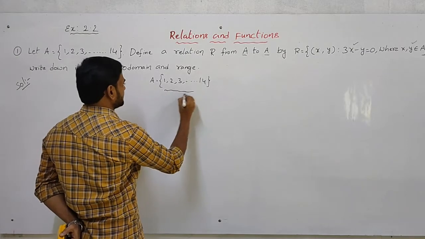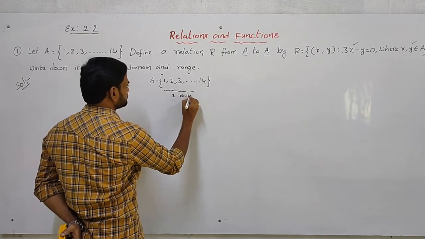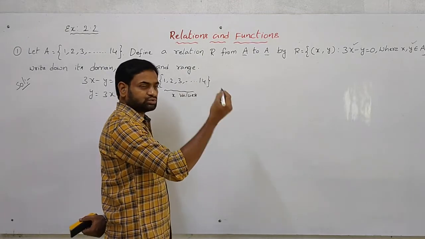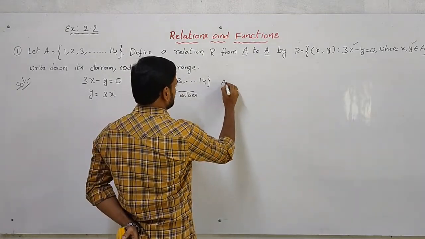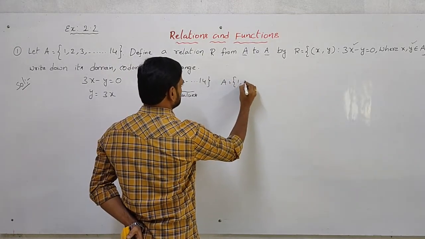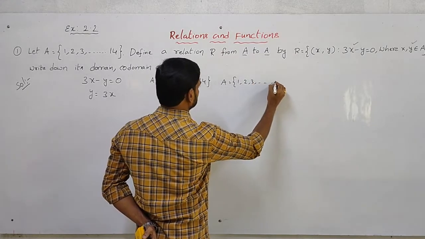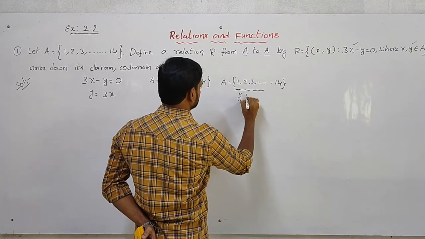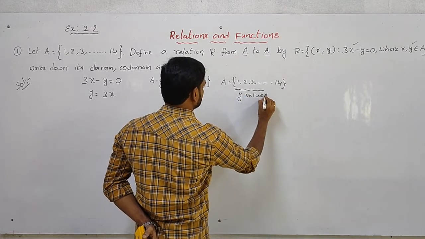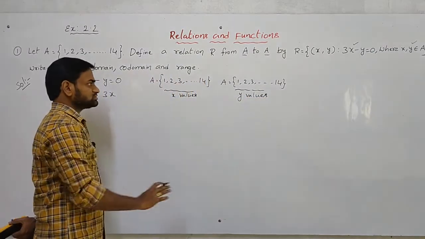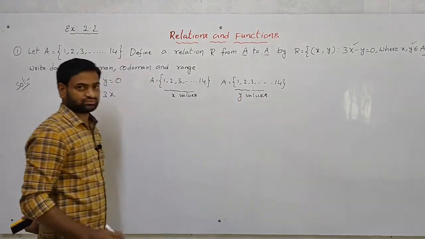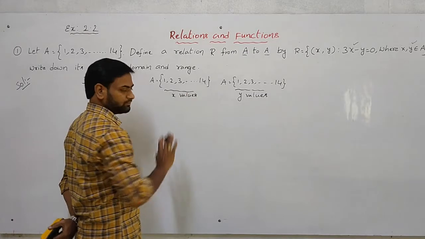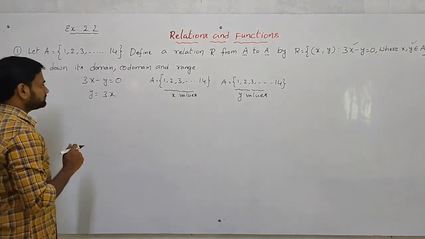Just imagine these are the x values, and the y values also should belong to A only. So again I am taking A as 1, 2, 3 and so on up to 14. These are the y values. These are the x values. These are the y values, because x, y belongs to A.